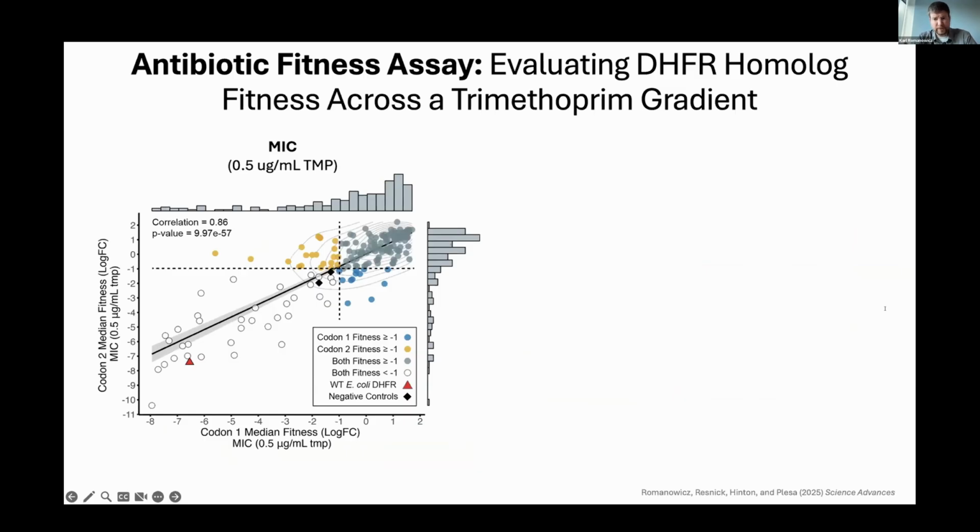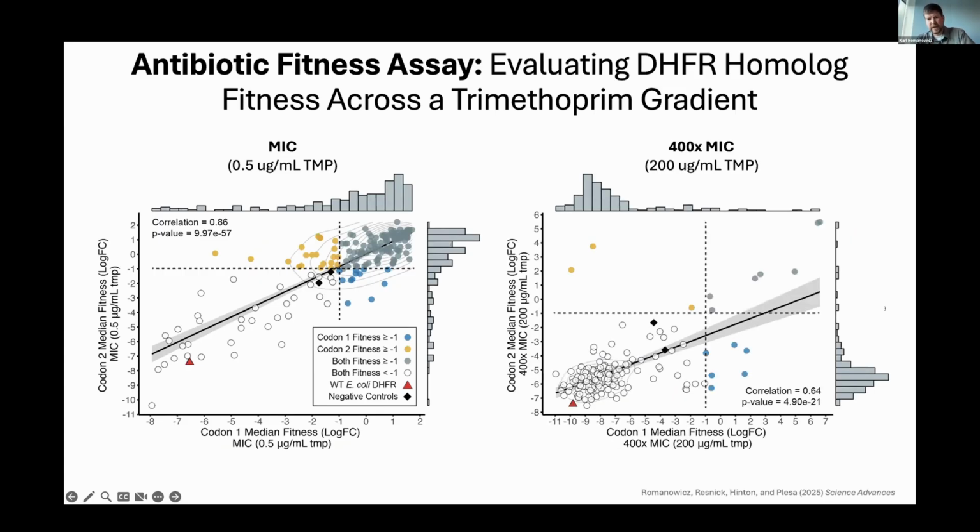But when we compare these two codon libraries, we can see again now at the minimal inhibitory concentration, the clinically relevant levels, right? Most homologs still remain capable of complementing function, right? And this is even under that selective pressure strong enough to usually inhibit pathogenic variants in the clinical setting.